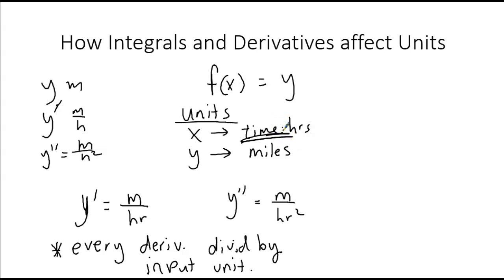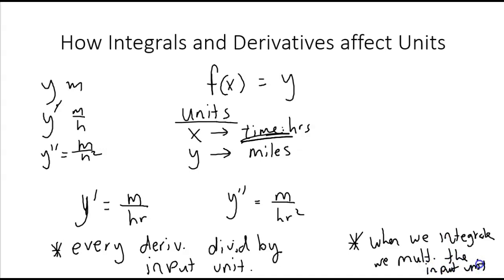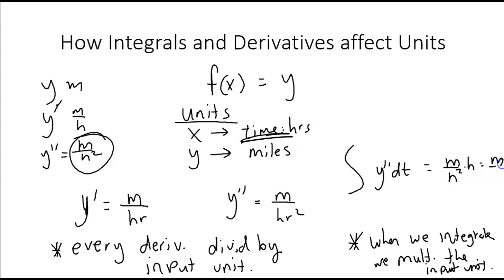Now then, it probably won't surprise you to know that when you take an integral, you multiply by an input. So for instance, let's say that I was taking the integral of y double prime. Well, I already know that y double prime is miles per hour squared. But since I'm integrating this, I'm going to multiply that by a time, and that's going to end up giving me miles per hour, which makes sense because when you integrate a double derivative, you get a first derivative, and the first derivative has units of miles per hour.